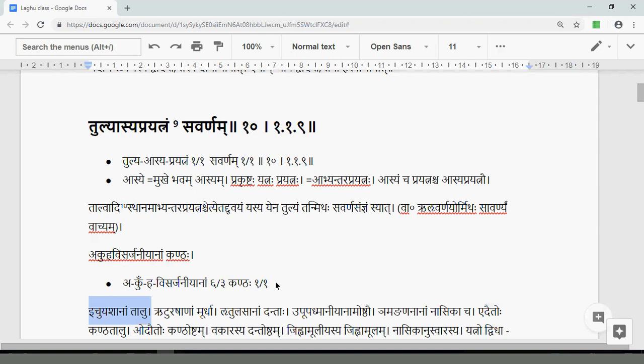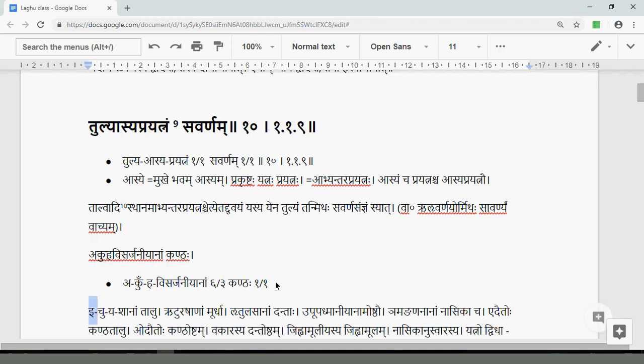What is the next sthana? Ichu yashanam talu. Not only the hrasva ikara, but ikara, all the 18 bhedas. Akara, ikara, ukara and rukara have 18 bhedas. So all these 18 are included by i, and i, chu. Chu is the cha varga. I, chu, yashanam: ya, and sha, shakara, Shankara's shakara. All these have the sthana talu. Talu is the palate. So you pronounce i, chu, ya, sha.